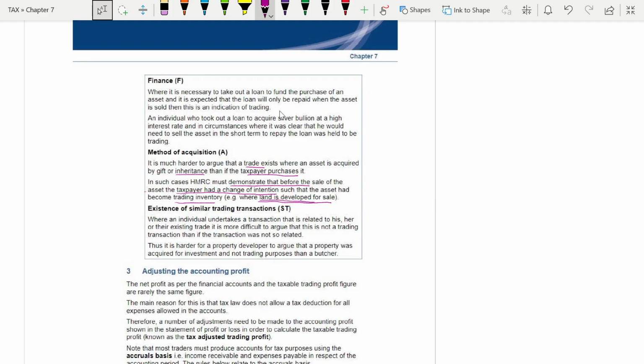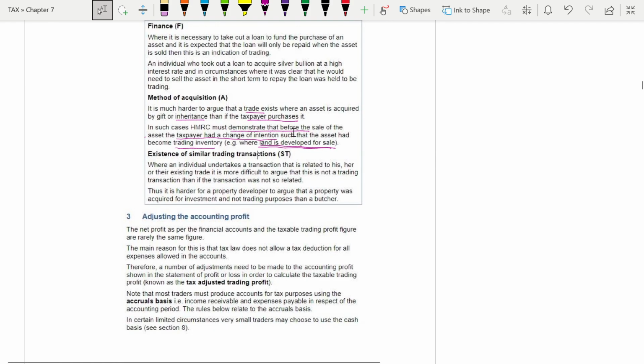People will take the land, mark the land, structure it into different subgroups, and sell. That is called trading. Where an individual undertakes a transaction related to his or her existing trade, it is more difficult to argue that this is not trading.